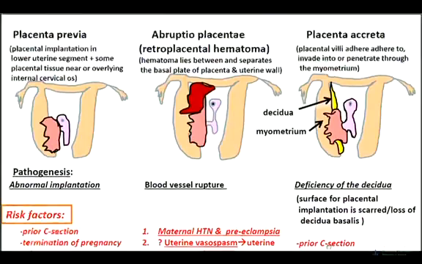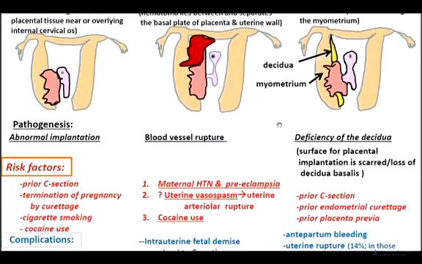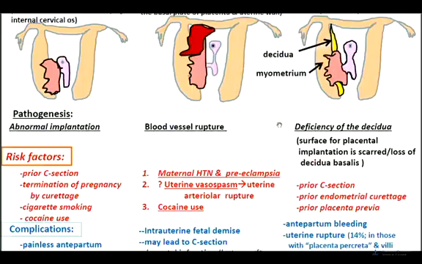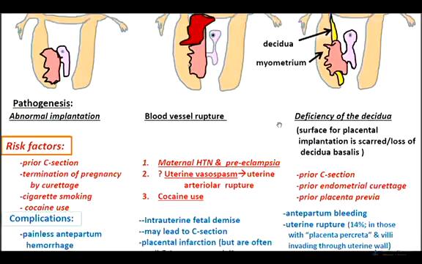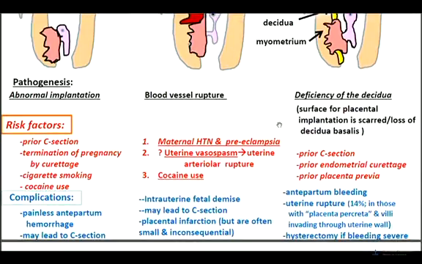Then we have abruptio placentae, which is retroplacental hematoma. Here we have a hematoma that's developed between the placenta and the decidua, and this is typically a blood vessel rupture. So you have to consider, why would a blood vessel rupture here? Maternal hypertension, preeclampsia, uterine vasospasm, and arteriole ruptures, or cocaine use, which is, of course, a vasospastic agent. You can lose a child to this if it's large enough. You might need to do a C-section, but many of these are just incidental. If they're small, you find them in examining the placenta at a normal delivery.